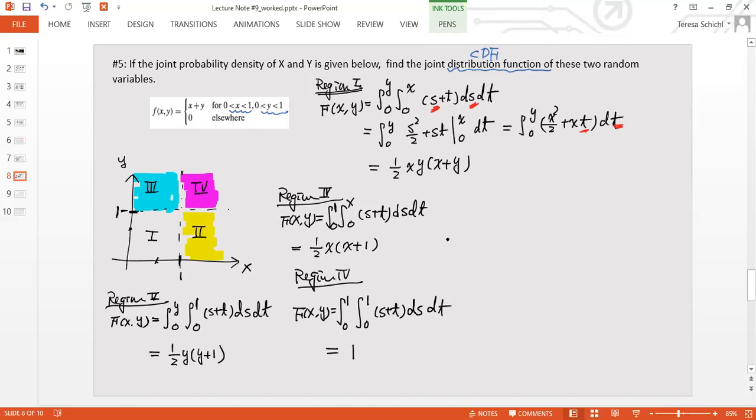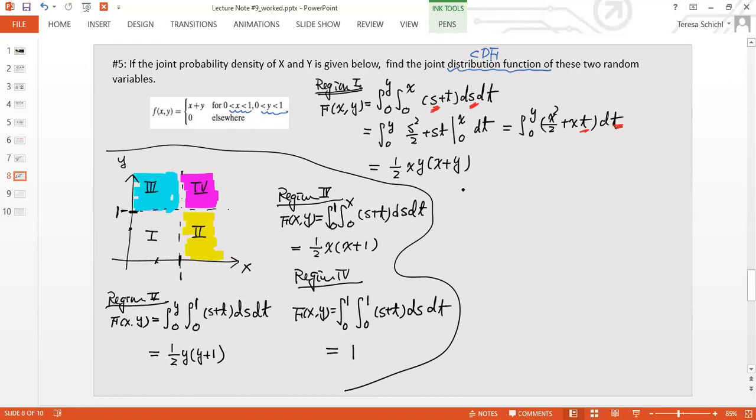Okay, so now let's take a look. How do I write it? So this is my calculations. Now let's try to write out my final answers here. I say my CDF is equal to 0 if x is less than 0 or y is less than 0, because the domain is from 0 to 1.